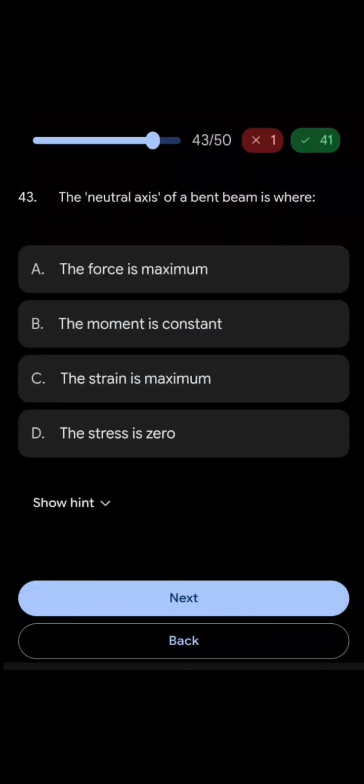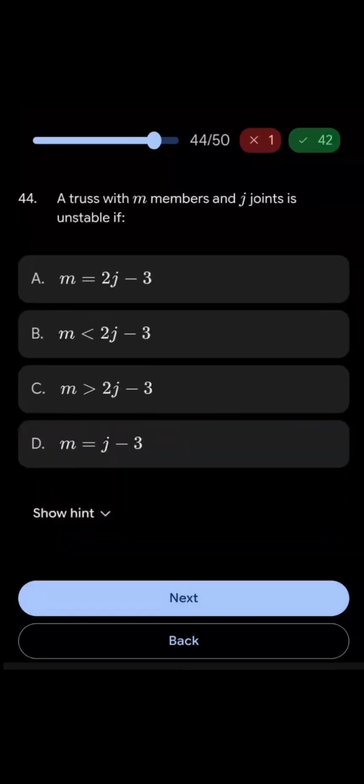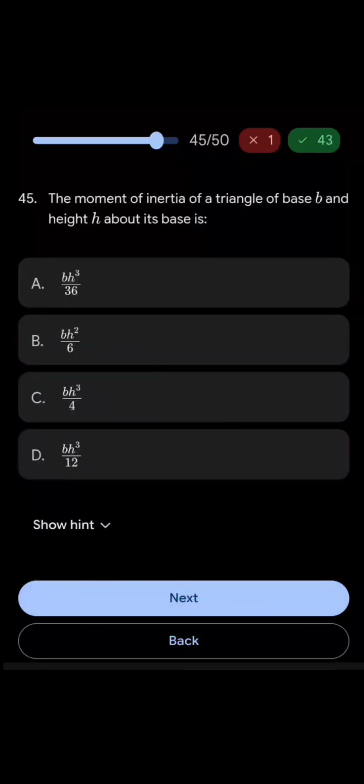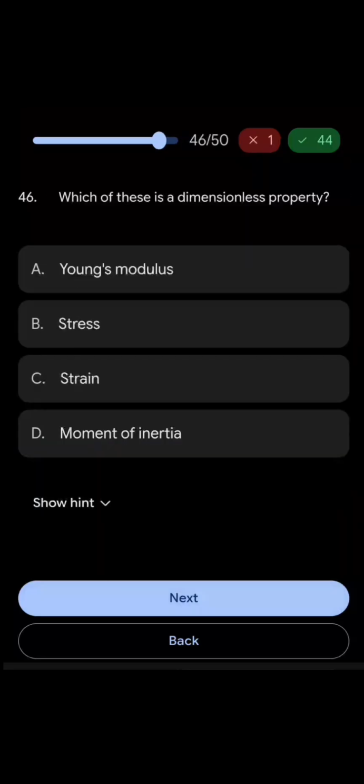The neutral axis of a bent beam is where the stress is zero. A truss with M members and J joints is unstable if M is less than 2J minus 3. The moment of inertia of a triangle of base b and height h about its base is bh cubed by 12. Which of these is a dimensionless property?